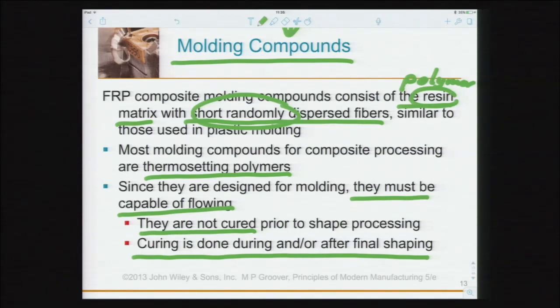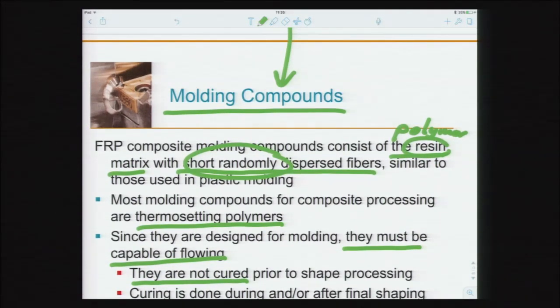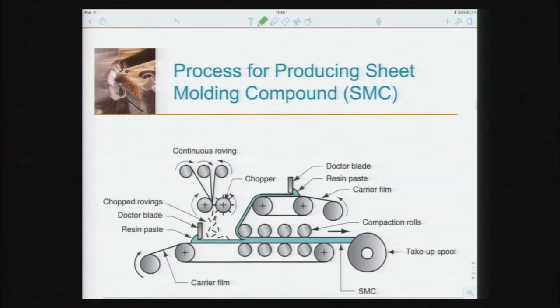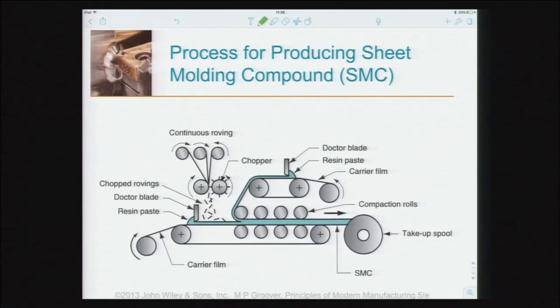Thermosetting polymers have not been solidified, but they wait for the process. In the processing, the thermosetting polymer then cures. But in the initial form, in molding compounds, thermosetting polymers have not been cured. All right, so let's see an example of molding compounds.